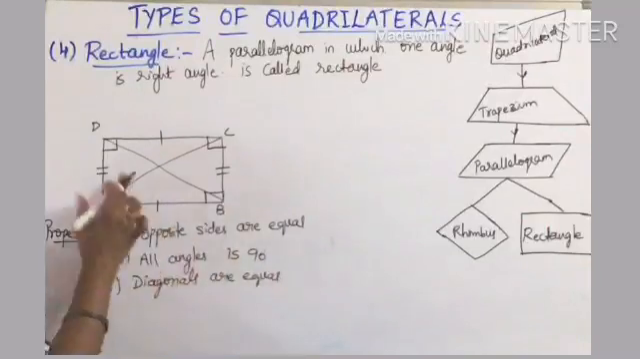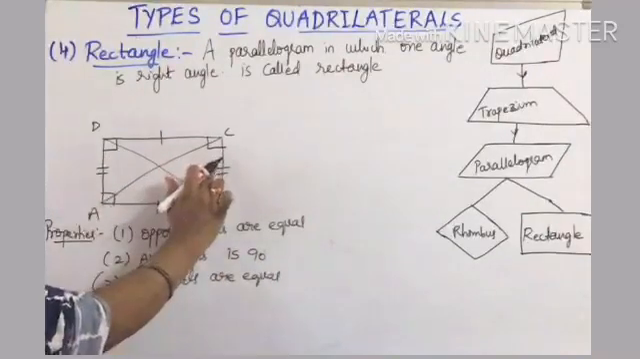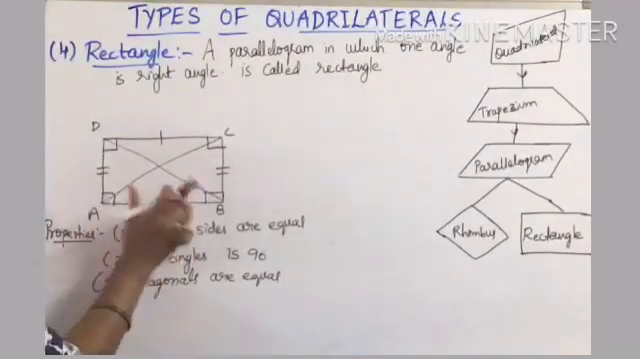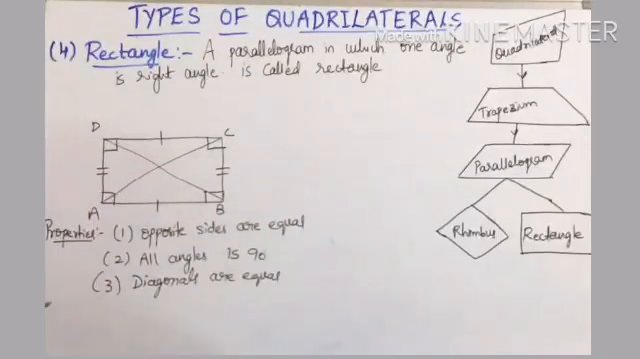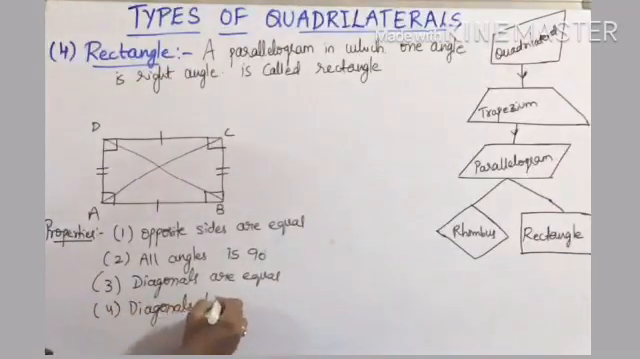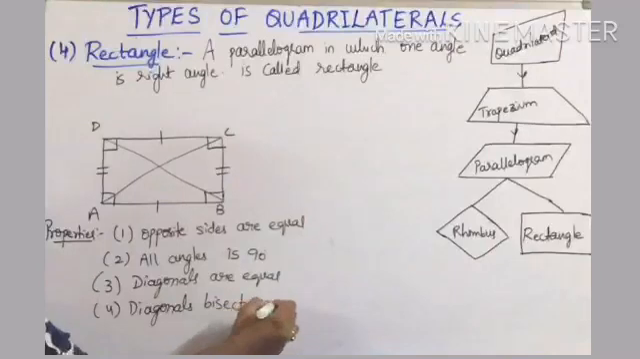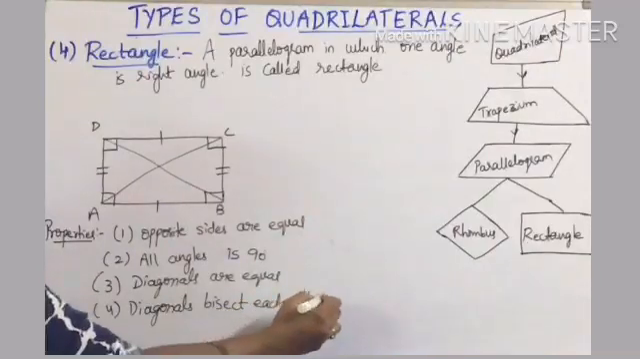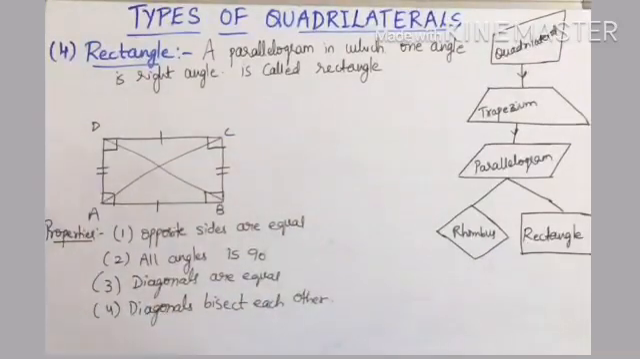Means if the diagonal AC is 10 centimeters, then you can say diagonal BD is also 10 centimeters, because in rectangle diagonals are equal. And one more property, same like parallelogram, diagonals bisect each other. Here also diagonals bisect each other. So 4 properties in rectangle.